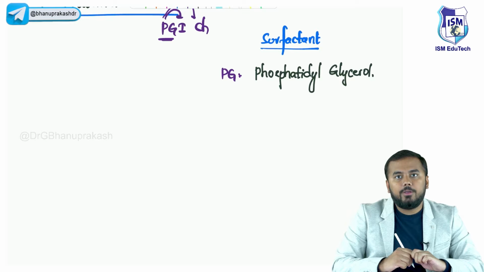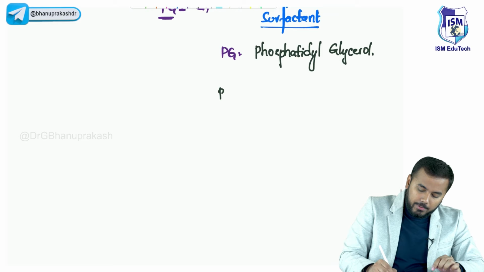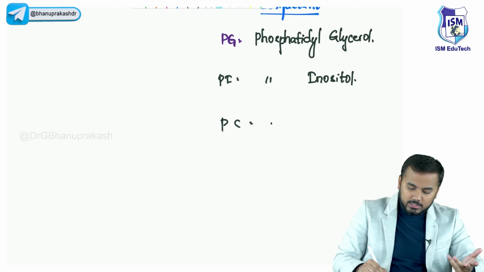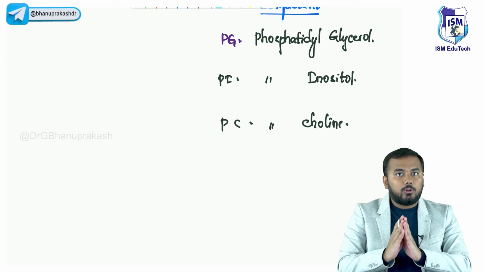Phosphatidylglycerol. Okay, and what is this PI called as? Phosphatidylinositol. Okay, PI is also called phosphatidylinositol. And obviously PC is called phosphatidylcholine. All of you know this thing, I think. Phosphatidylcholine. Okay, so these are the three important components of surfactant.